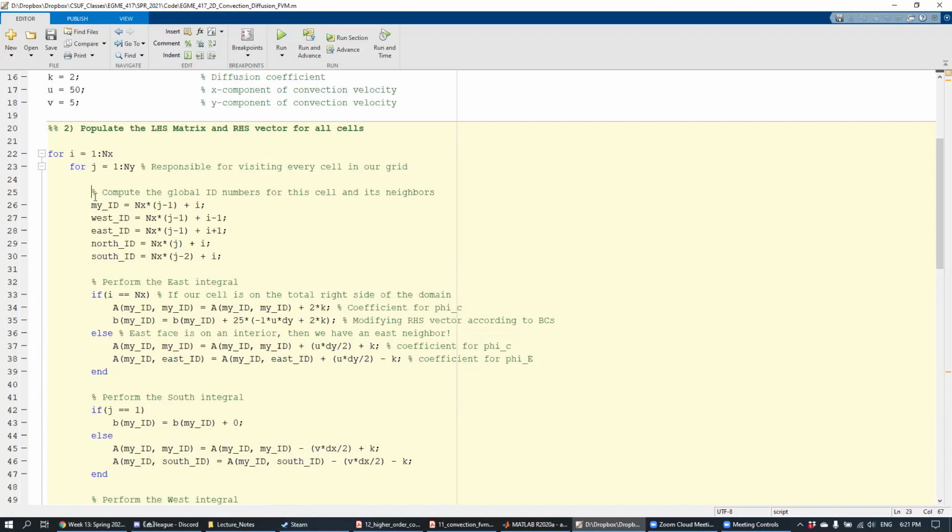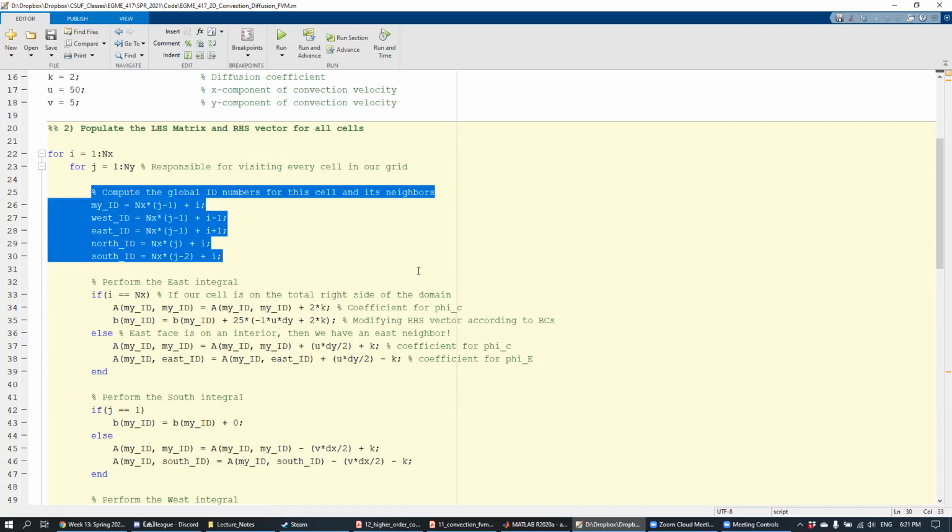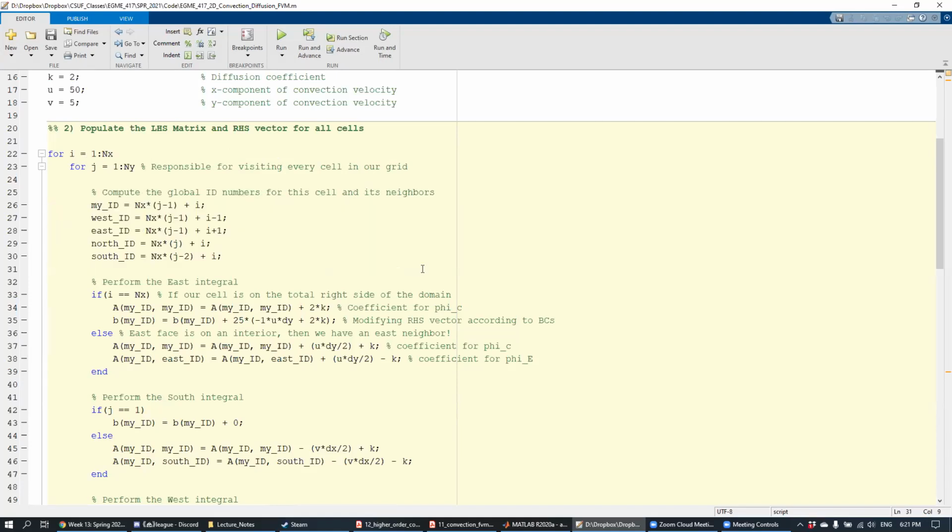And then we have another set of code here to compute the ID numbers. Right? And so whenever you have a 2D domain, you always have to have this mapping between the I and j coordinates of the cell and the numerical ID for that cell. Okay. We can talk about that after the class.